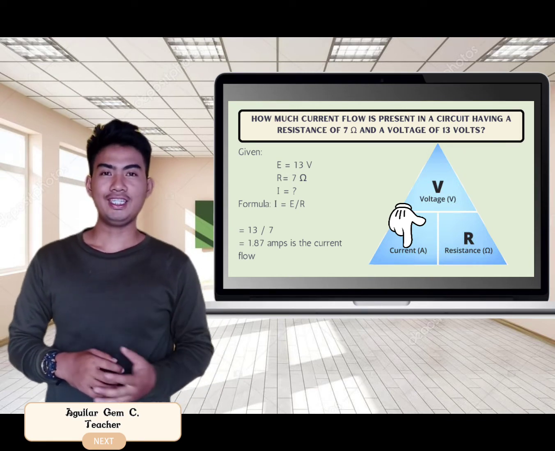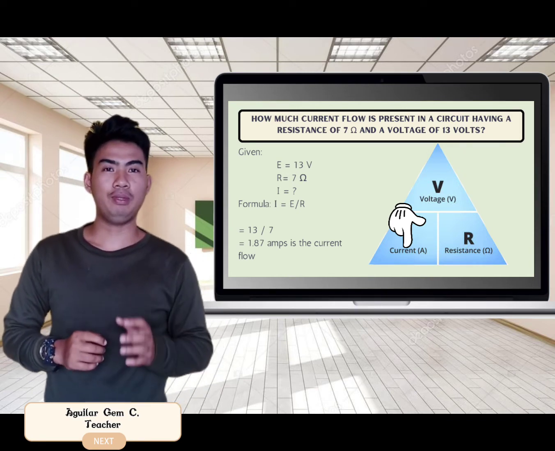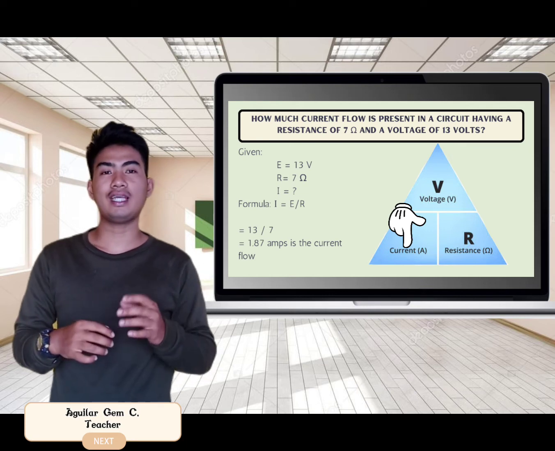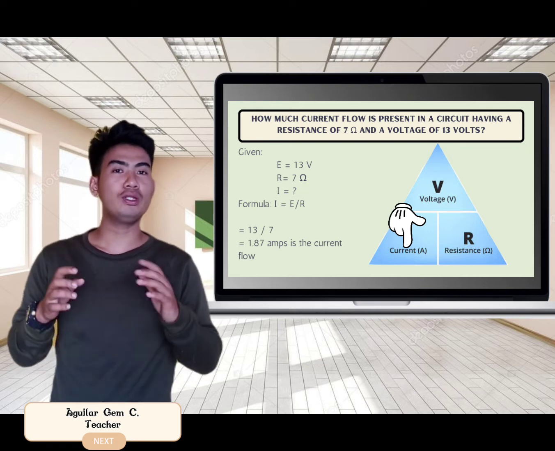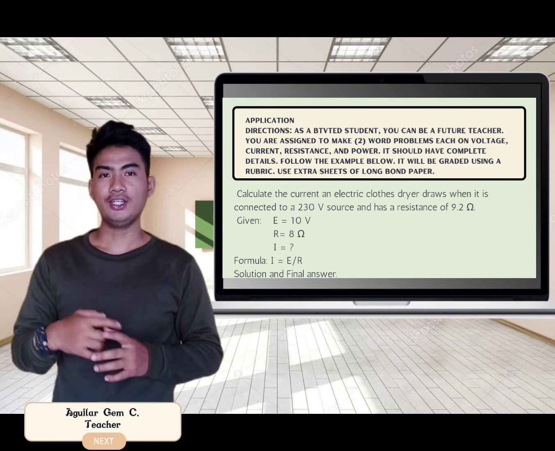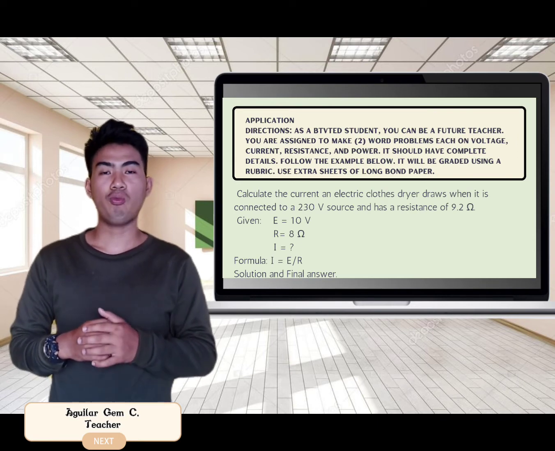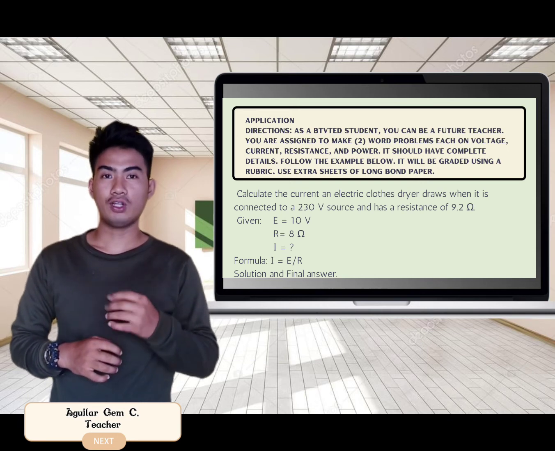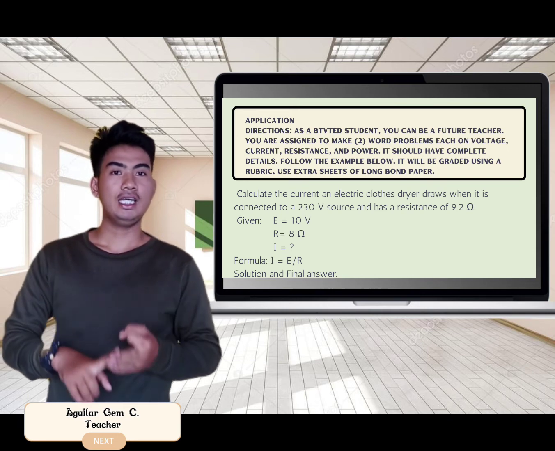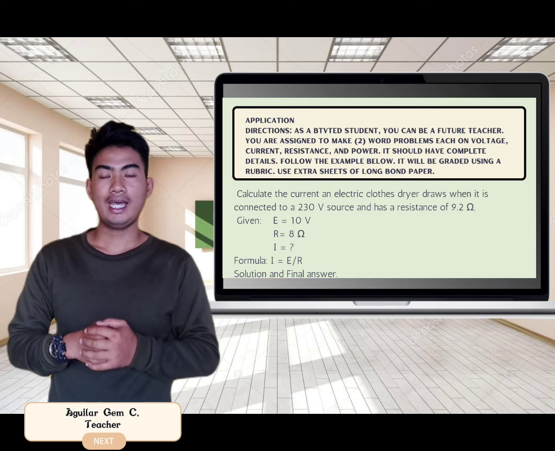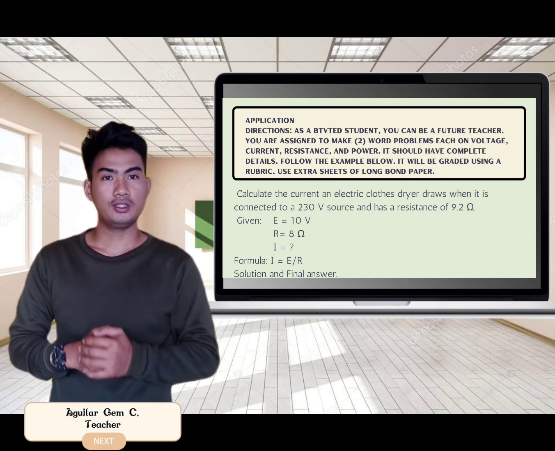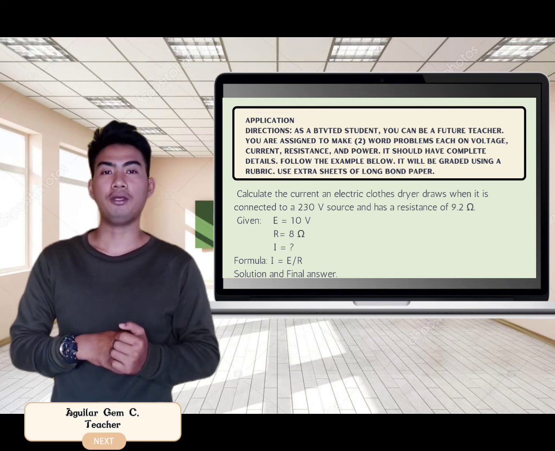So for the application, I will give you a short individual activity. Before we start, let me first explain the activity that you are going to do. So, direction. As a motivated student, you can be a future teacher. You are assigned to make 2 word problems on voltage, current, and resistance. It should have complete details and follow the examples below. So use an extra sheet of long bond paper.